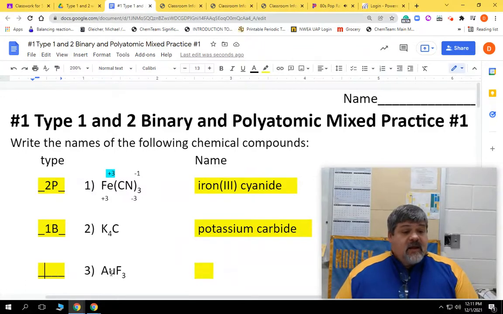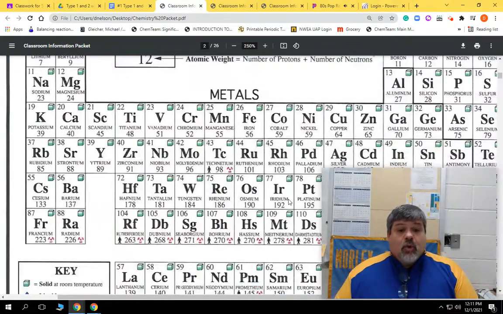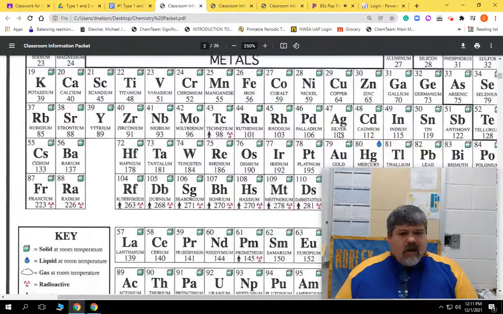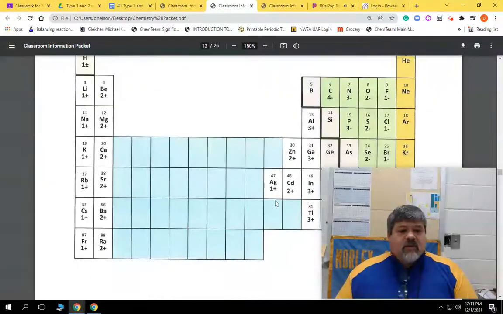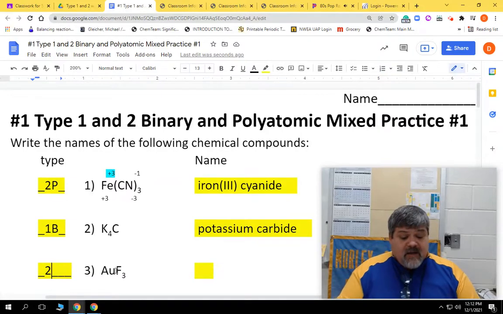We look at it. AU. Well, AU is gold. It's right here. Okay, but is it one of our type 1 or type 2? I can go to this and say it's right below silver. It's in the blue, so it must be a type 2. So we can go back to it. We see that it's 2. Is it binary or polyatomic? I see only 2 capital letters. That must mean that it's binary. So we're going to put a B there.